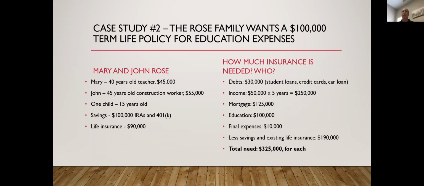Maybe the child wants to go to a special university. Maybe it's out of state. Maybe it's going to be more money for whatever reason. That's what they figure. Again, final expenses are about $100,000. They have about $190,000 in savings and life insurance. So the need comes out to about $325,000, and that could be for each.